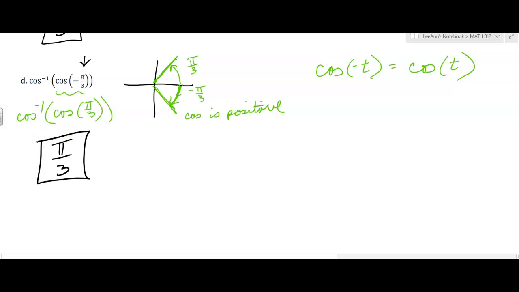Okay, so you have to do a little bit of thinking. I always draw them out. That helps me see it visually. But it's kind of handy to use this even function idea that we could write it that way.